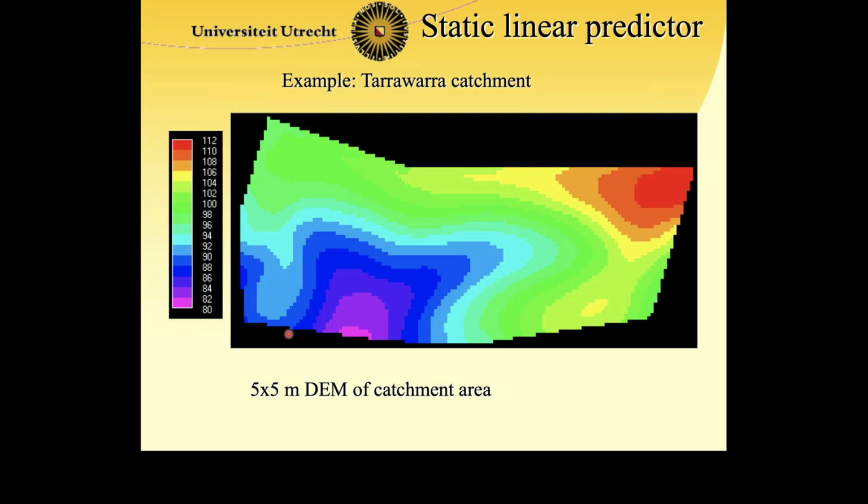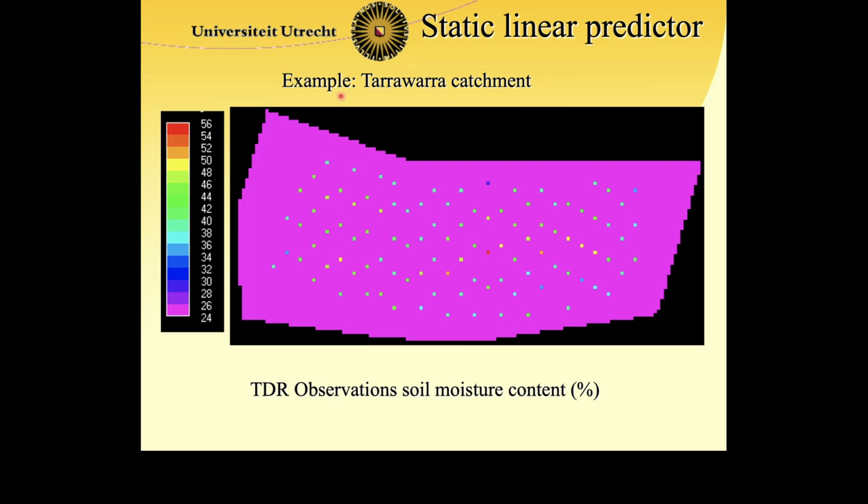What we do have is auxiliary information. This is the so-called digital elevation model of the Tarawara catchment. This shows you the elevation with respect to sea level, and you can see that this is the outflow point of the catchment. And what we also have is 103 locations where we have soil moisture observed, and this is soil moisture observed in percent.